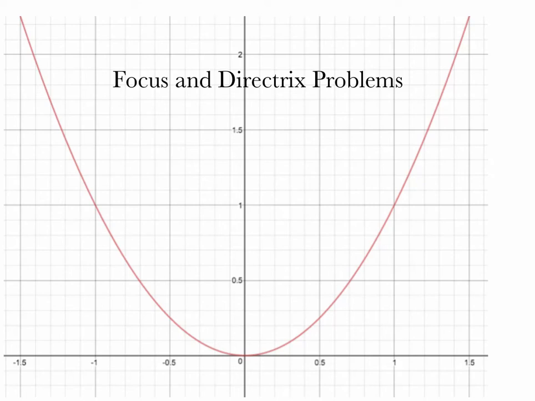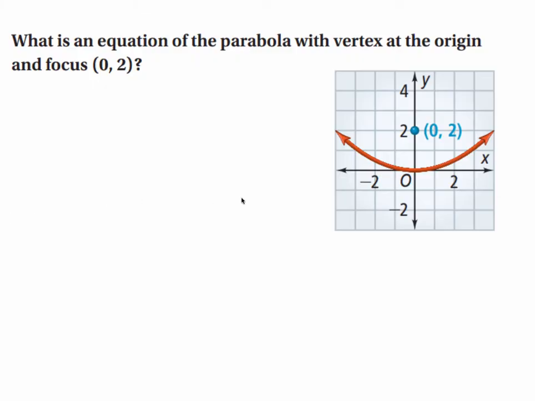Let's work some focus and directrix problems. Suppose we have a parabola that's upward facing. The vertex is at the origin, and the focus is at (0, 2). So I know the standard form of the equation is y equals 1 over 4c x squared.